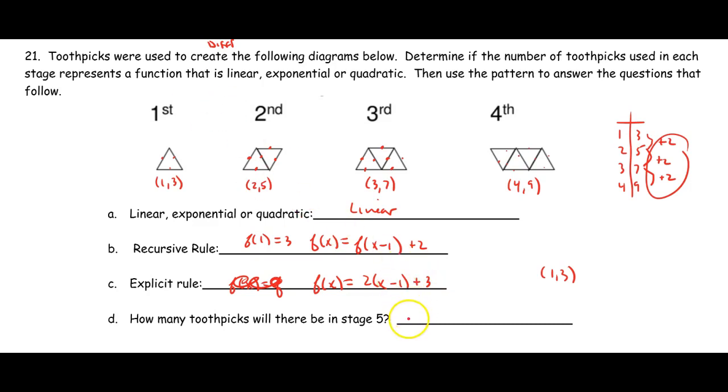And how many toothpicks would be after stage 5? Well, f of 5 is 2 times 5 minus 1 plus 3, which gives me 2 times 4 plus 3, which is 11. And we are done.